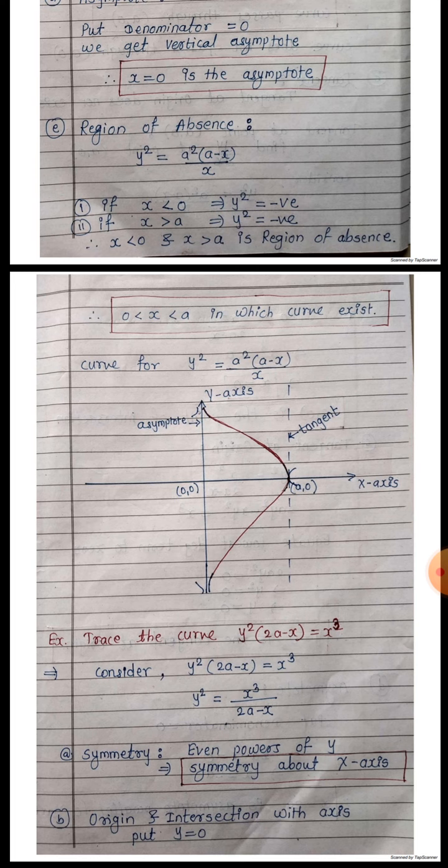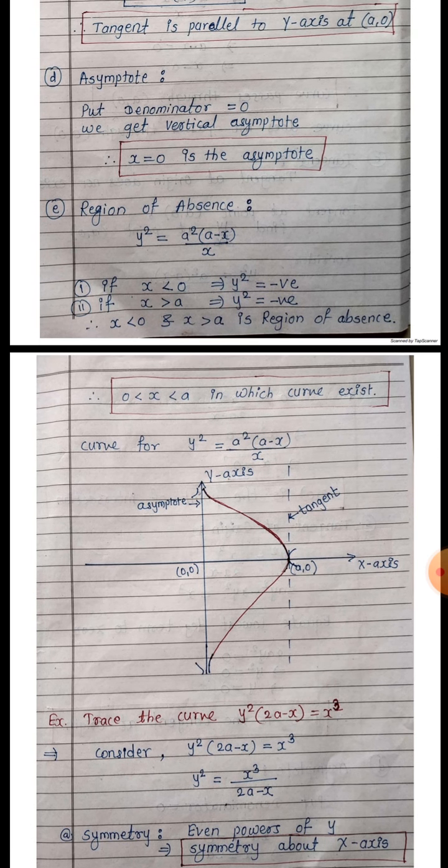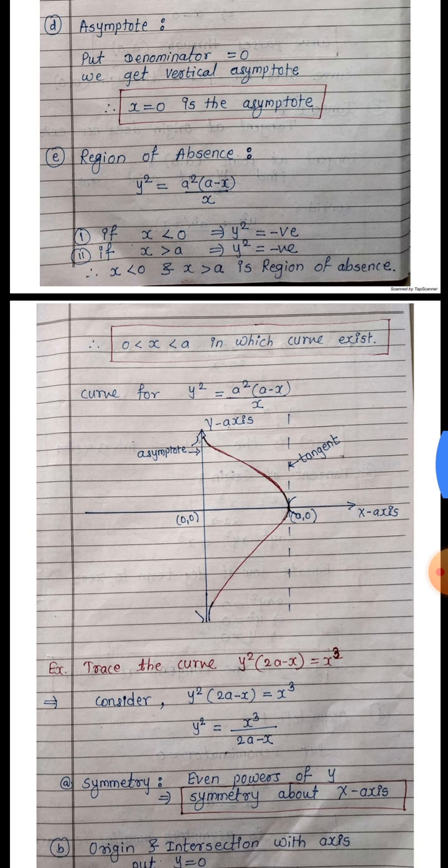Now consider the value of x greater than 0. If we put the value in the numerator, a square in bracket a minus x, if x is greater than a, then a minus x is negative. Therefore we get negative upon positive term, that is negative. If x is greater than a, then y square is negative. Therefore, x less than 0 and x greater than a is the region of absence. Region of presence: if we consider x in between 0 to a, the curve exists. Therefore this is the presence of the curve.